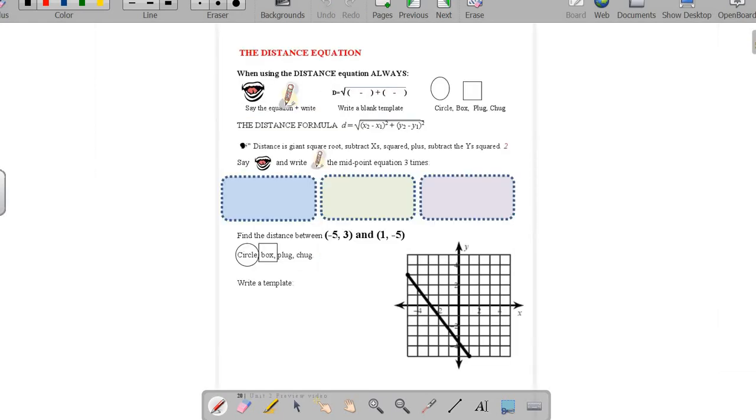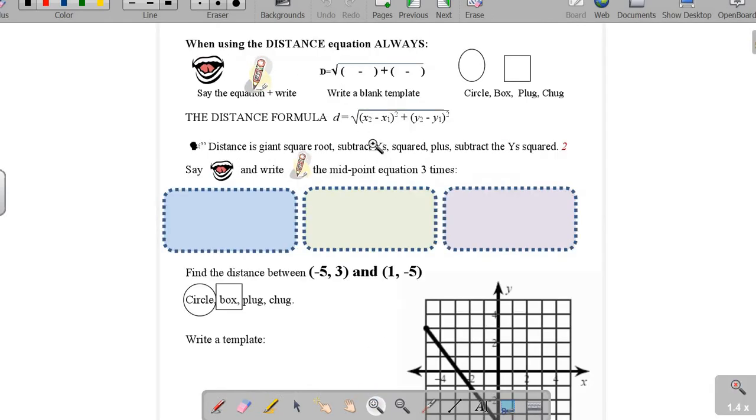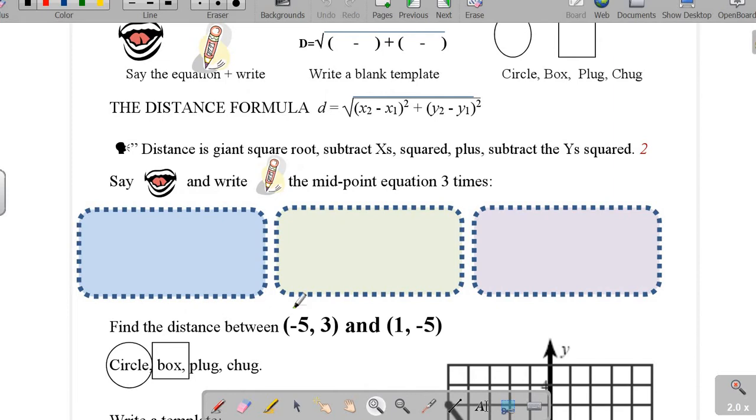This class, we're going to talk about distance. Your distance equation is a variation of the Pythagorean theorem. I'm not going to get in too much detail, but you guys are familiar with this equation right here. The distance equation is basically solving for that C segment, commonly known as the hypotenuse.